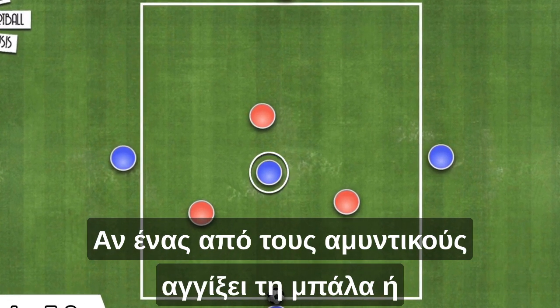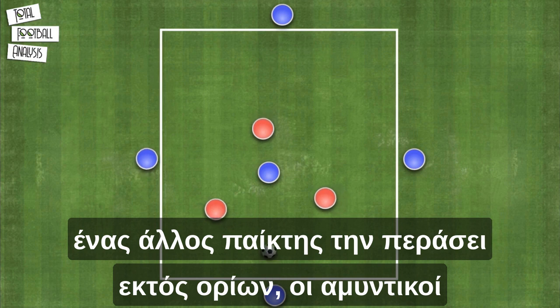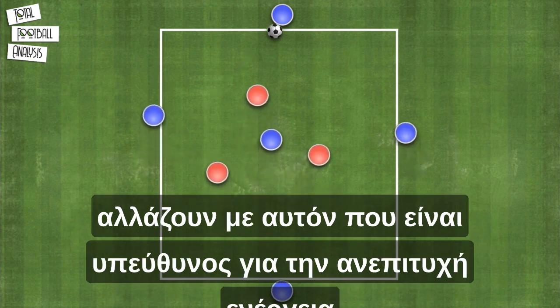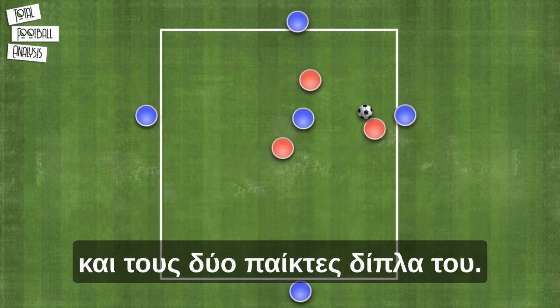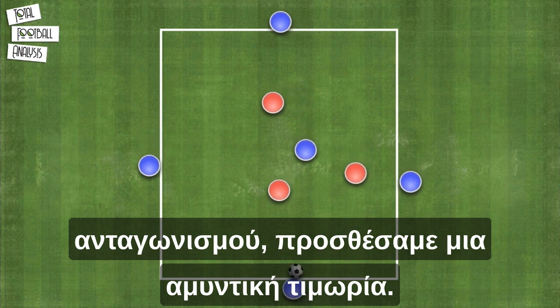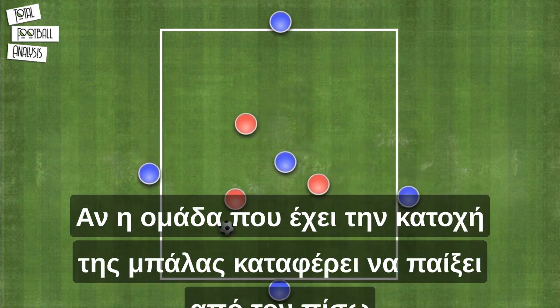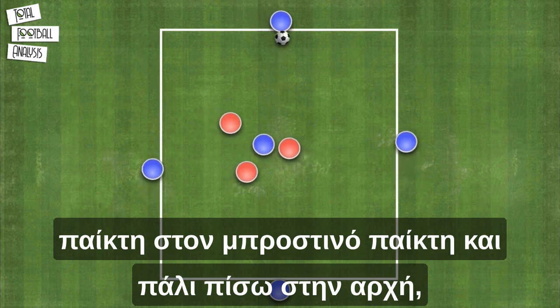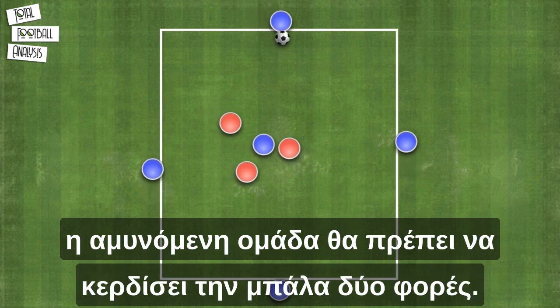If one of the defenders touches the ball or another player passes it out of bounds, the defenders switch with whoever is responsible for the unsuccessful action and the 2 players next to him. To add a sense of direction and competition, we added a defensive punishment. If the team in possession gets to play from the back player to the front player and back again to the start, the defending team will have to win the ball twice.